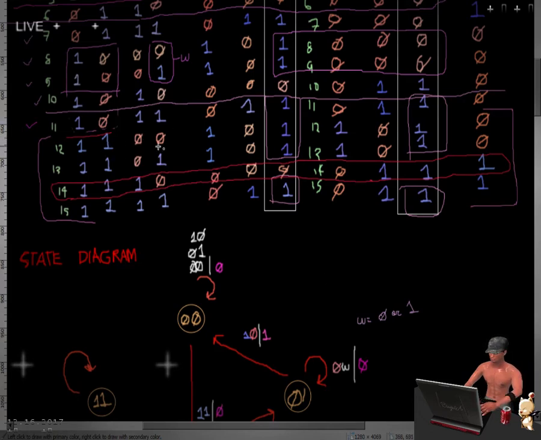Alright, listen up. When the input is 0 and W, you're gonna get an output of 0. Now, if it's 1, 1, you're going to get an output of 1. Alright, cool beans.